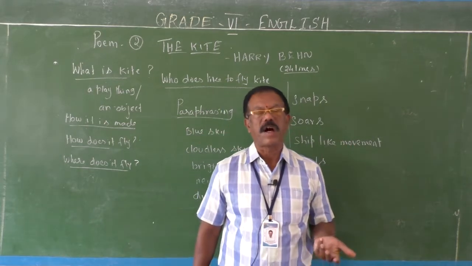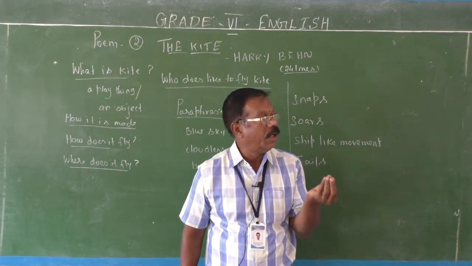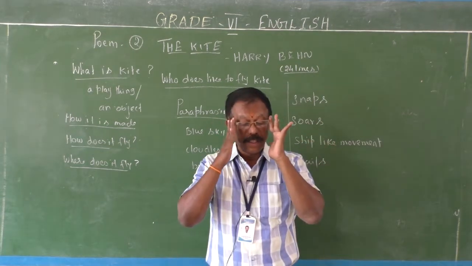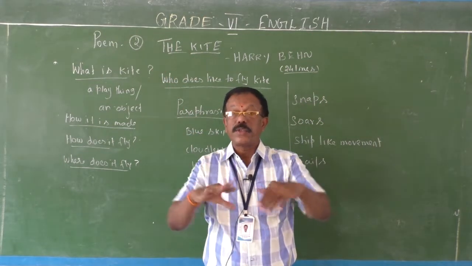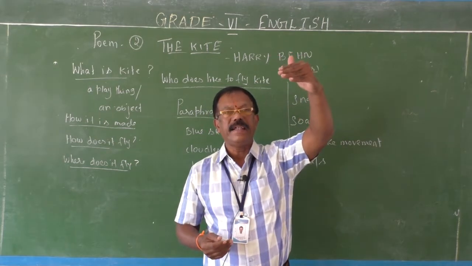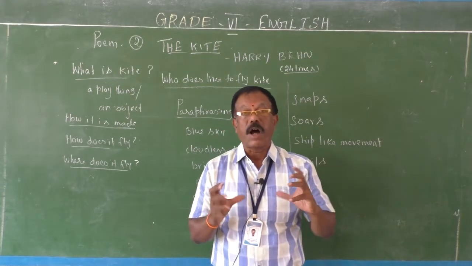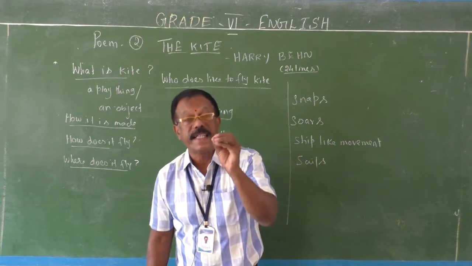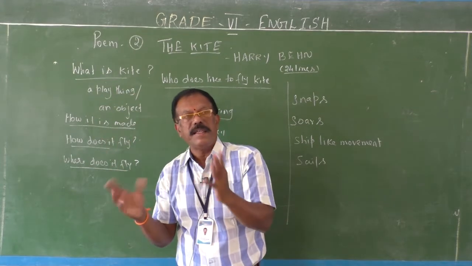Here, the poem starts with the line that the kite looks so bright. The kite looks so bright when it flies high in the sky. So how bright? Here, on the blue, the word blue actually stands for the color of the sky. Normally, if you look at the sky, you can see a blue sky.